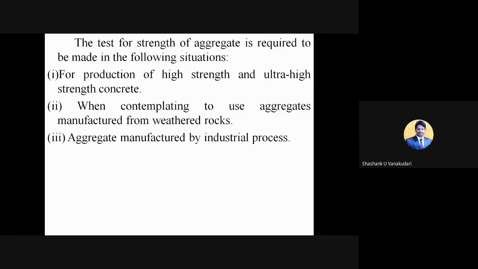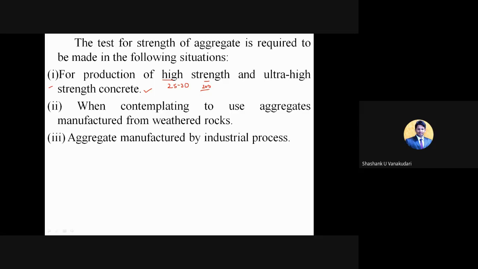Okay. The test for strength of the aggregate is required in the following situations. First is the production of high strength and ultra high strength concrete. Normally we get concrete strength between 25 to 30 Newton per mm square. But when we want high strength concrete, it is more than 200 MPa or 200 Newton per mm square. At that time we need to check the strength of the aggregate. We need to check the different strengths of these aggregates.